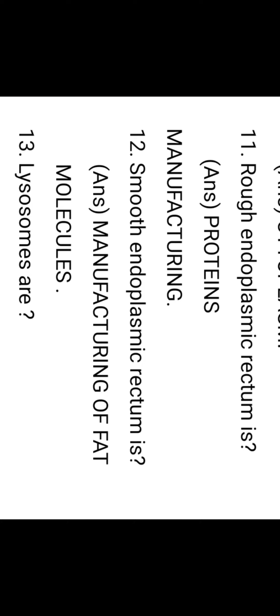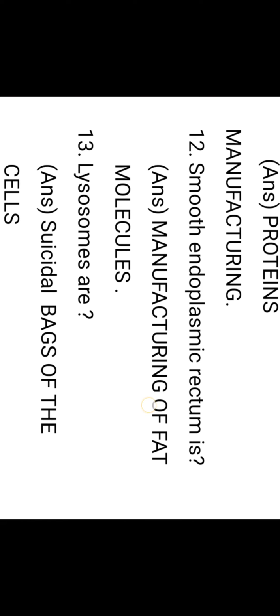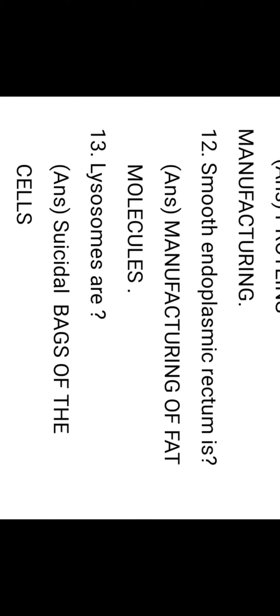The endoplasmic reticulum contains two types: one is the rough and the other one is the smooth. The rough endoplasmic reticulum is the manufacturing site of proteins. It is also called the protein factory. The next question: the smooth endoplasmic reticulum is the manufacturing site of fat molecules. Sometimes they ask, the fat factory is known as the smooth endoplasmic reticulum.